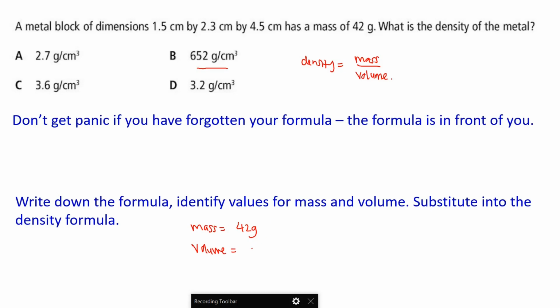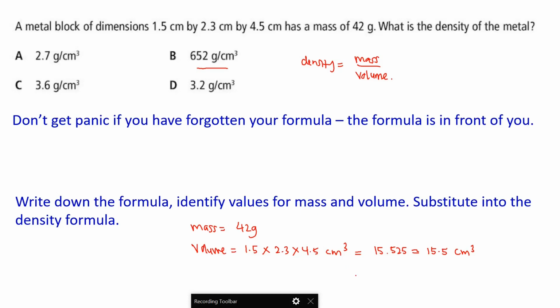So basically it is a rectangular block. What you can do is just multiply the length, width and height of the block. Given the values of the dimensions of the block, you just have to multiply them up. The unit is centimeter cube. This will roughly give you about 15.525, so you can round up to at least three significant figures.